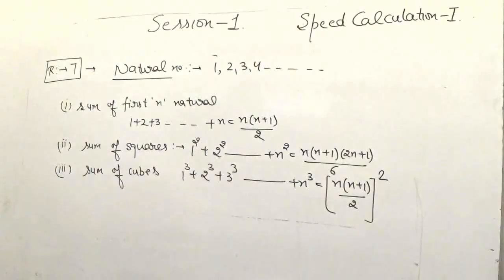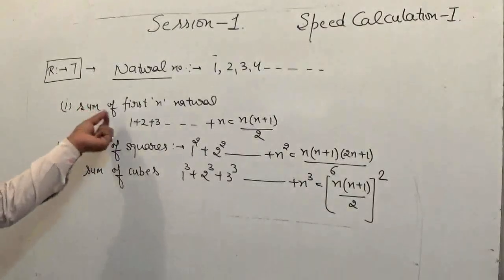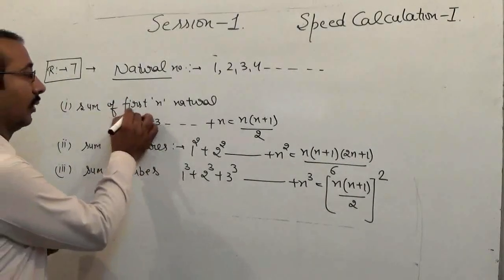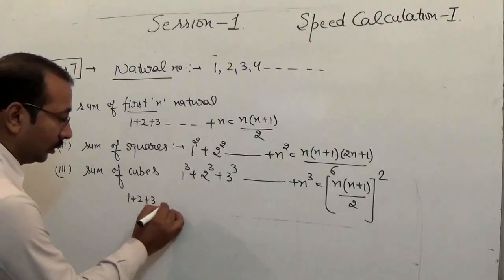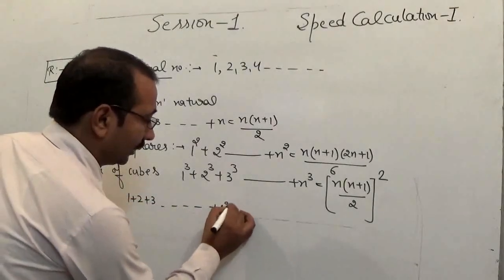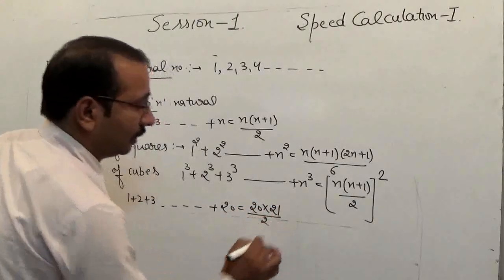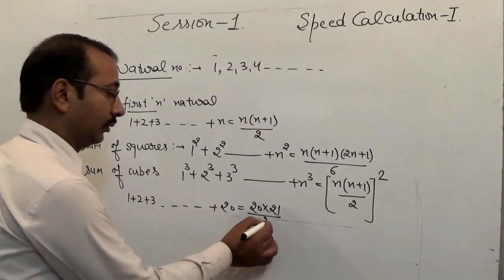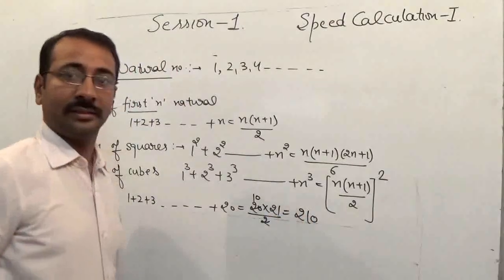This rule can be applied when the counting starts from 1, because it applies to the sum of first n natural numbers, and we know that the first natural number is 1. Suppose you have to answer 1 plus 2 plus 3 up to 20. Your answer would be n into n plus 1 divided by 2. So the answer is 20 into 21 divided by 2. 2 will go into 20 ten times. 10 into 21, the answer is 210.